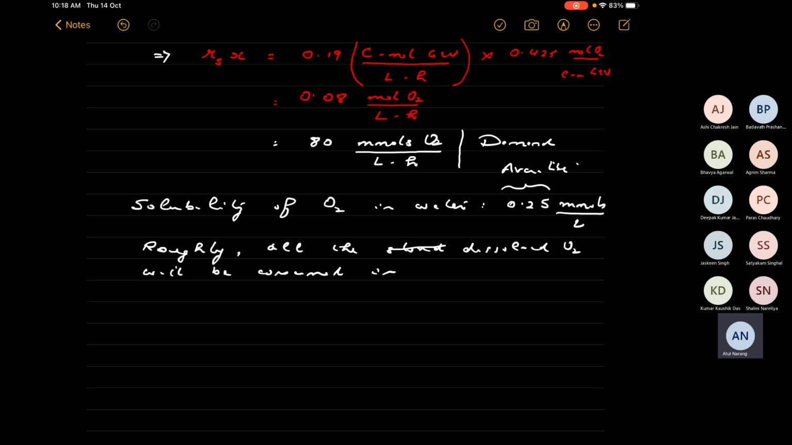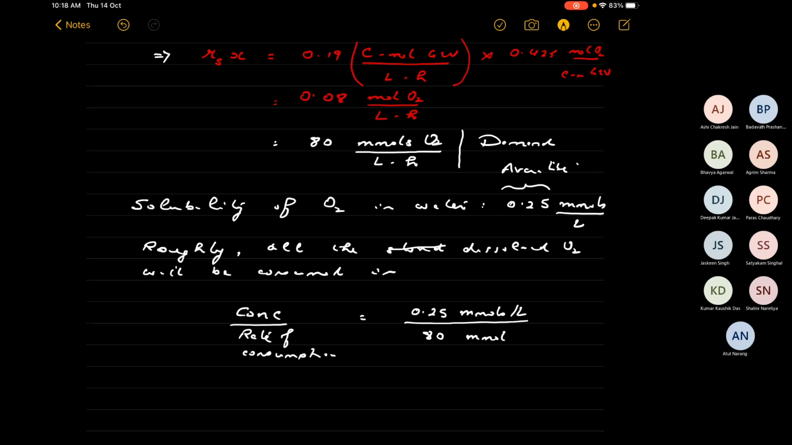Well, it's basically the concentration of... Go ahead. Somebody said: Sir, 10 seconds. Ah, see this, right? As a rough approximation, if you want to estimate how quickly a reactant is cleaned out, you simply take the concentration on top and divide it by its rate of consumption. This gives you a quick estimate, which in this case is 0.25 millimoles per liter, divided by 80 millimoles per liter per hour.